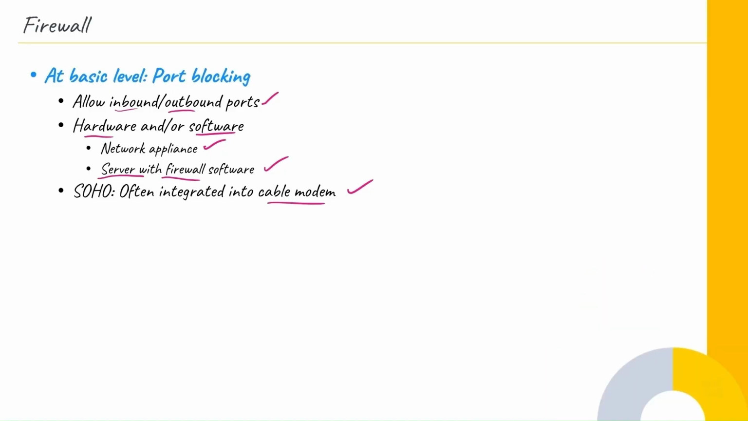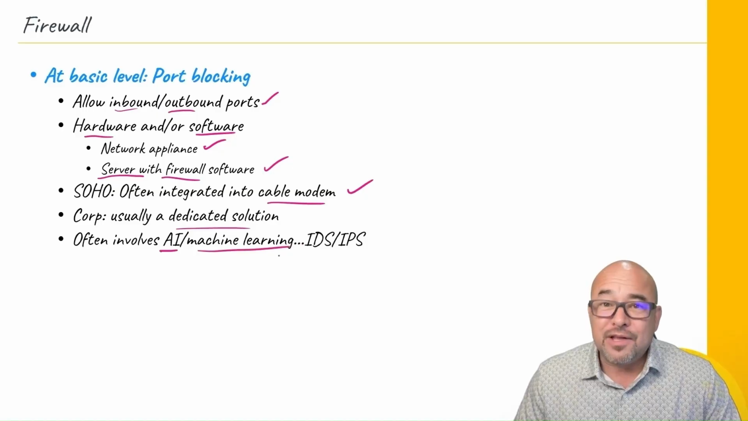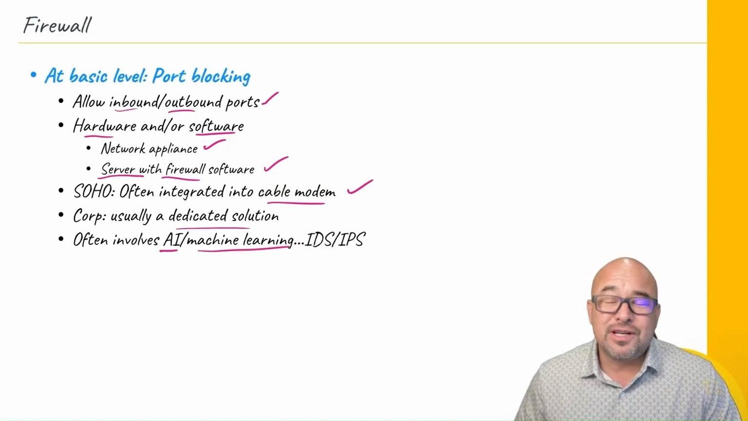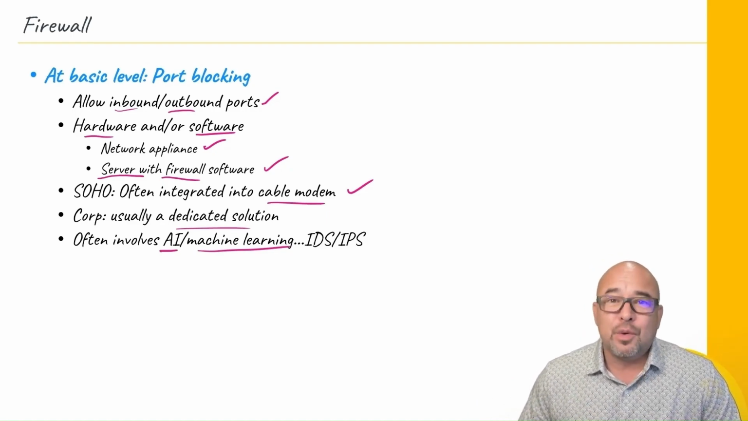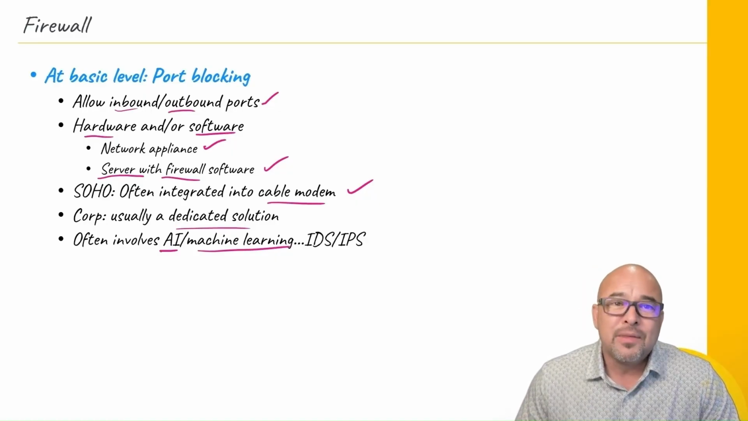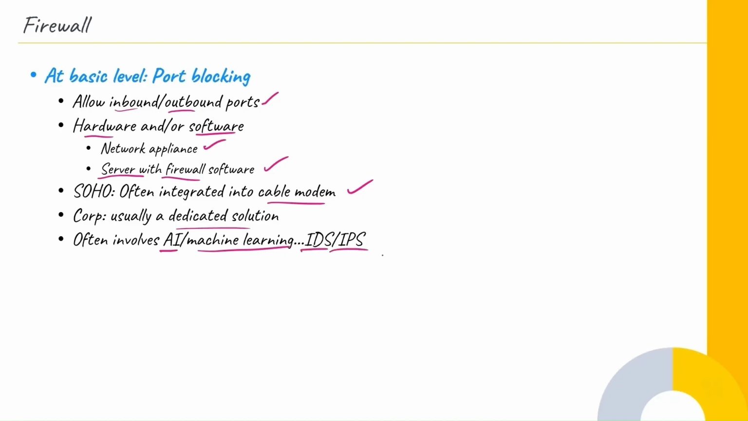Anyway, in the corporation, they're usually not one-size-fits-all devices. They're usually dedicated solutions. And we've got a lot of training here on firewalls and so forth at CBT Nuggets. It's a pretty fascinating topic on its own. These will often involve artificial intelligence and machine learning, which means on the fly, these things can intelligently detect that incoming traffic is probably malicious, and it can be compared to other malicious traffic that looks similar, for example. These are also often combined with intrusion detection systems and intrusion prevention systems.